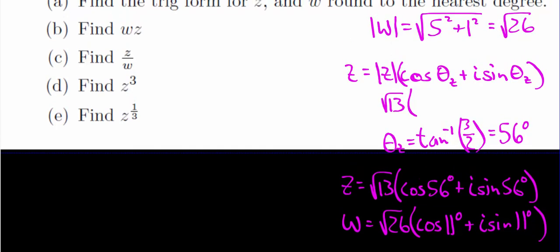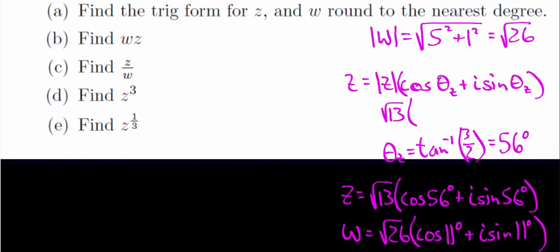Now, if we're multiplying those two together, it would go like this. It would go the square root of 13 times the square root of 26 times cosine of 67 degrees, you add the two, 56 plus 11, plus i sine 67 degrees. Remember, we add those angles.